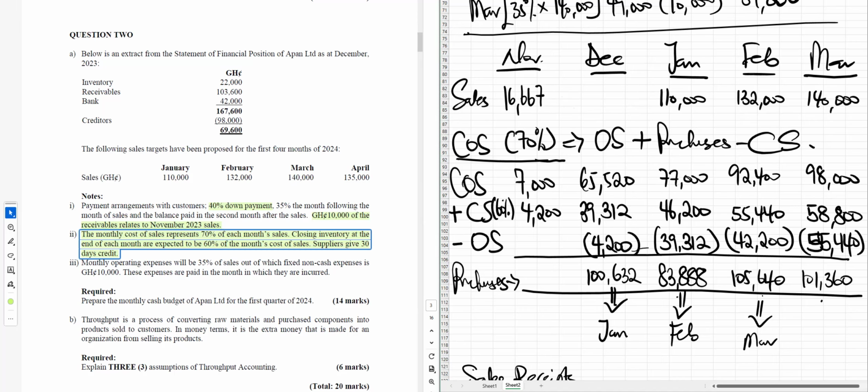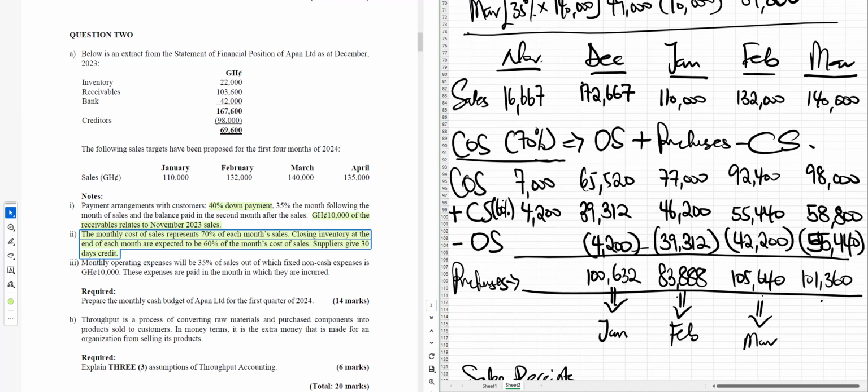103,600. So 40% down payment into receivables now. That means it's what? That means that will be what? Times 100 divided by 60. That means 172,667. You say you are lost.